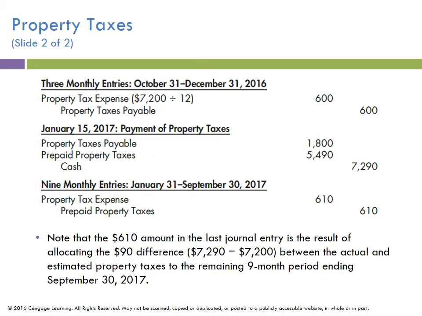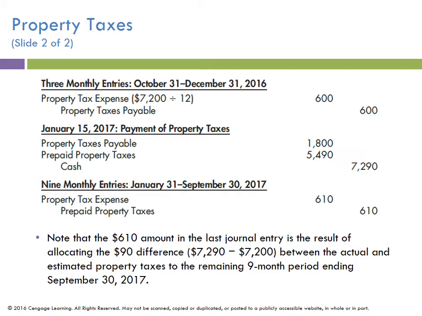So if they make a journal entry each month or just one big one as of the end of the year, they have to accrue 2 months of property taxes, November and December. 7,200 divided by 12. This would be the monthly adjusting entry. So each month, at the end of the month, they debit property tax expense 600, credit property taxes payable.